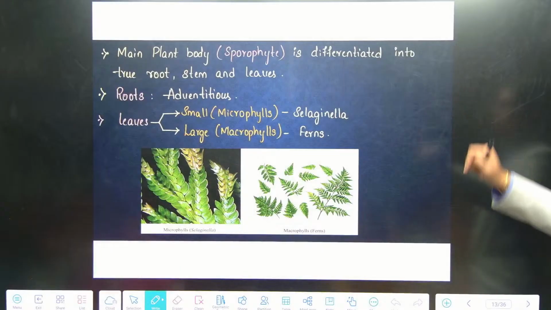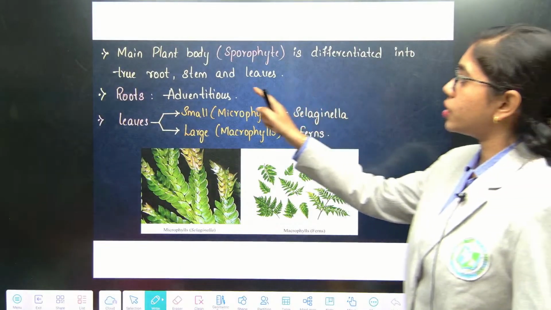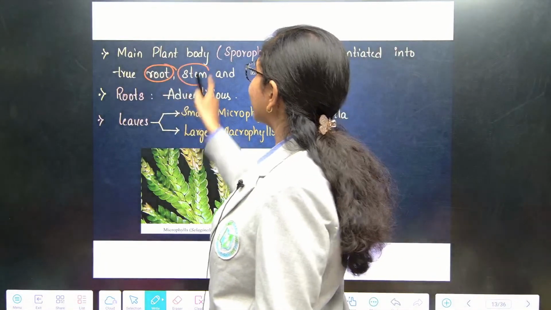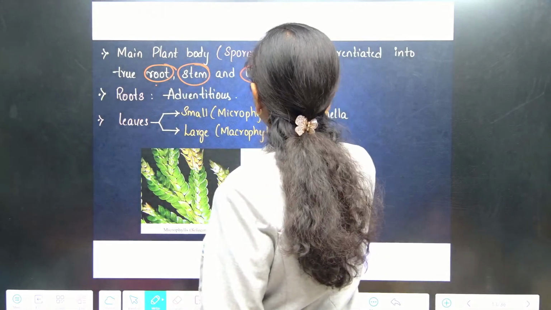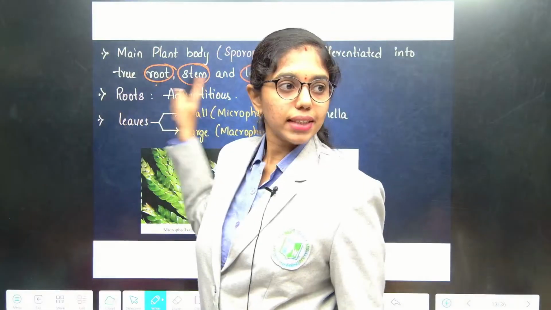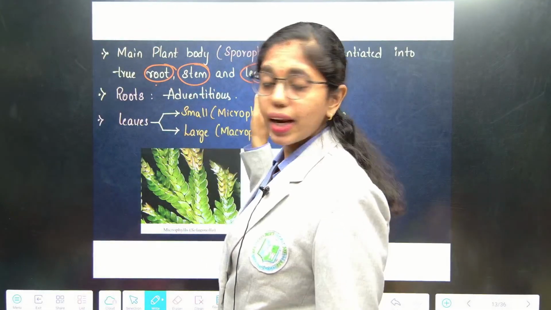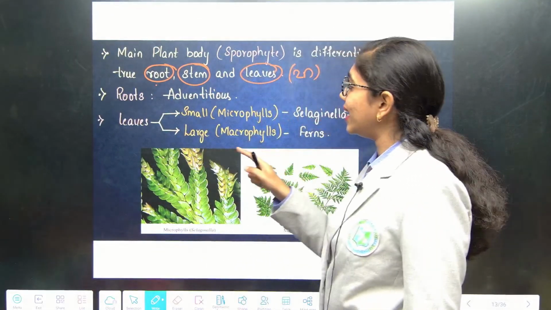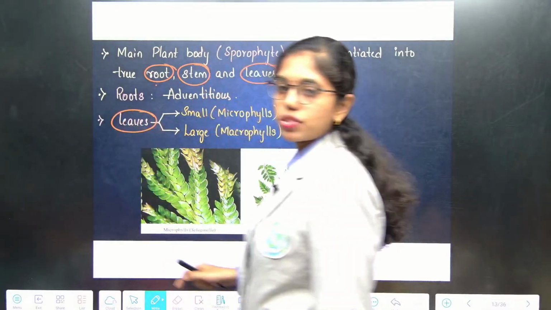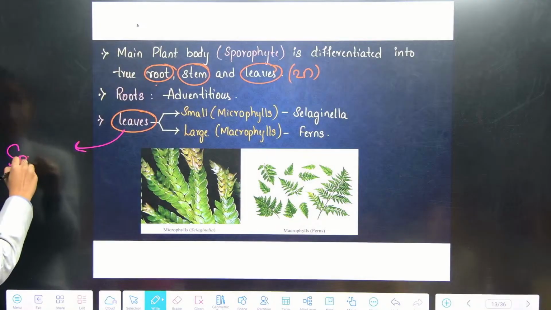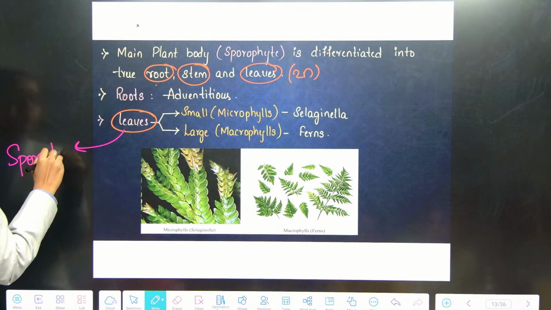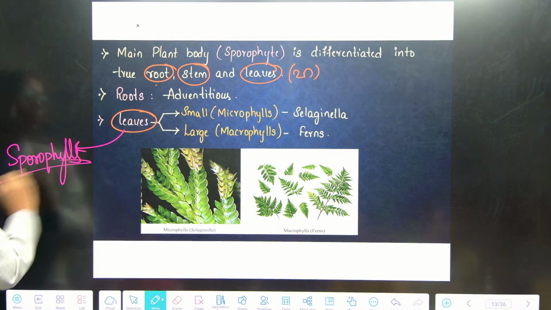Main plant body is sporophyte, and this sporophyte is differentiated into root, stem, leaves. Here root, stem, leaf ploidy will be diploid, because it is the sporophytic plant body. Where are the spores present? Over the leaves. That is why here leaves are called what? Sporophylls. Leaves are addressed as sporophylls.